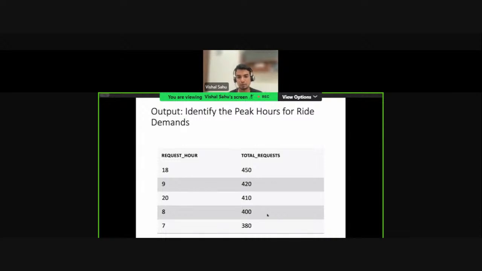Yes, office hours. As you can clearly see, between evening time and morning time, we have peak hours where we are getting a higher number of requests.